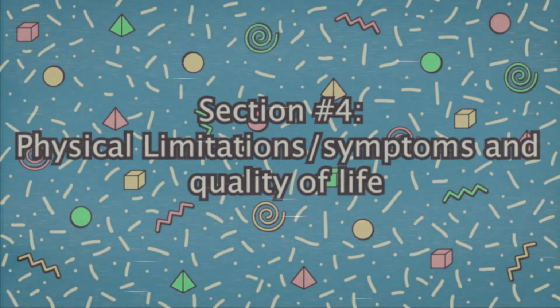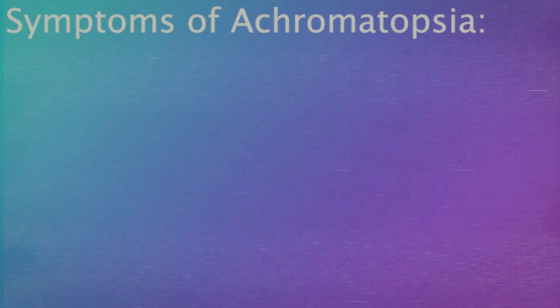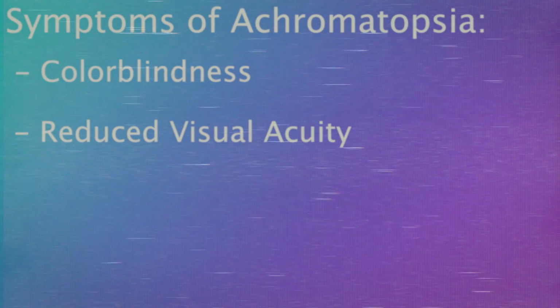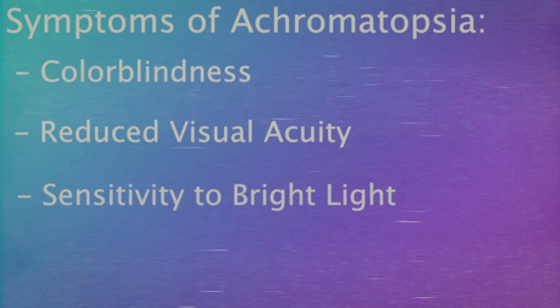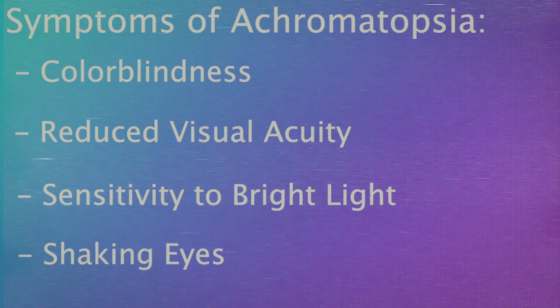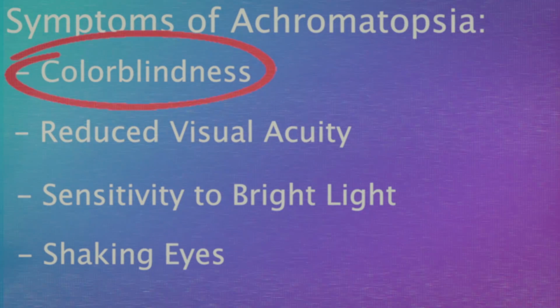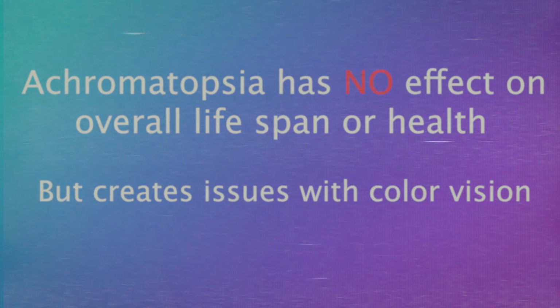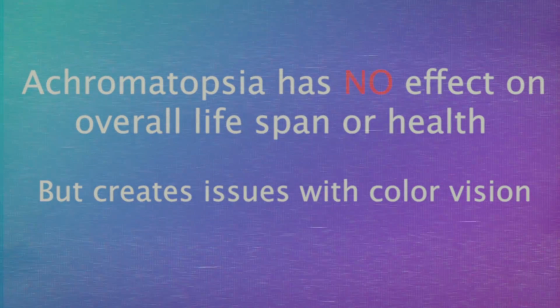Section 4. Physical Limitations/Symptoms and Quality of Life. Some symptoms of achromatopsia are partial or total color blindness, reduced visual acuity, which means sharpness of vision, sensitivity to bright light, and shaking eyes. The main physical limitation of achromatopsia is color blindness, stated earlier. Achromatopsia directly has no effect on an individual's lifespan or overall health.